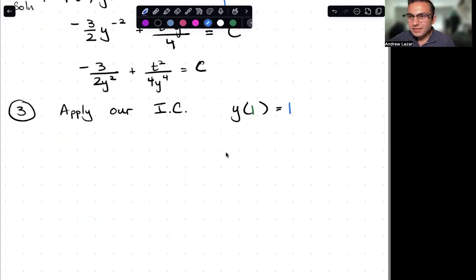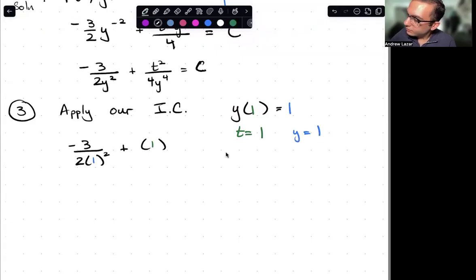And it's always lovely for teaching purposes when your t and your y are the same. So for the purposes of keeping track of what is what, the green one is t, the blue one is y. So we're going to plug these into our solution to figure out what c is. So we have -3 over 2 times 1 squared plus 1 squared over 4 times 1 to the 4th power equal to c.